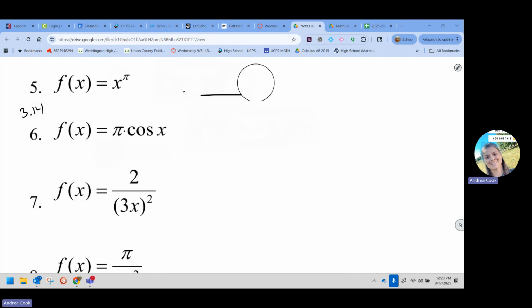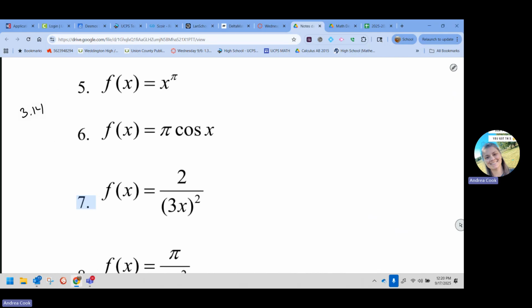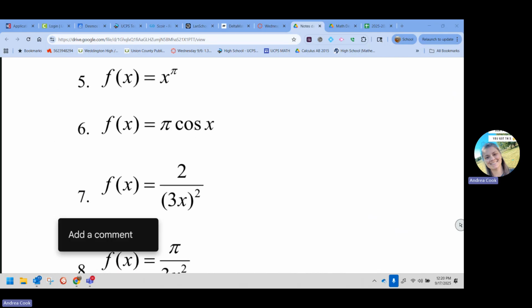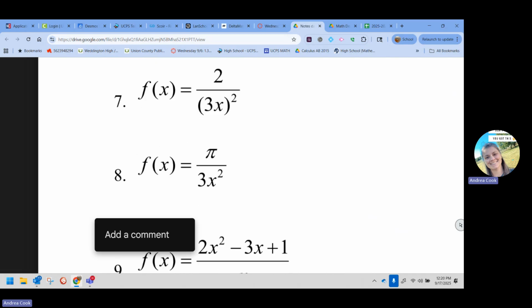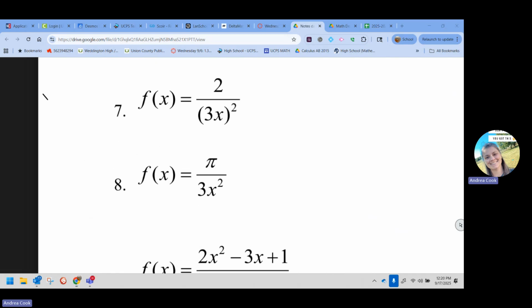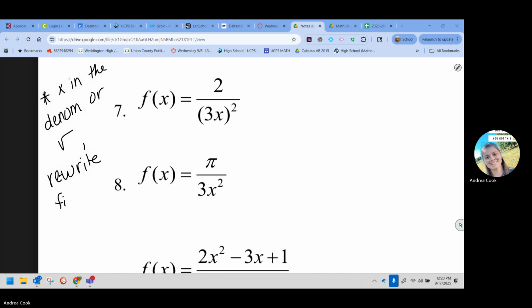Okay, we're about to take a jump up in difficulty level here. Now it's a little wacky with some fractions in here. So please add yourself a note. Maybe we can fit it on this side. If you have x in the denominator or within a square root, you have to rewrite the expression first. I will show you what I mean by that.